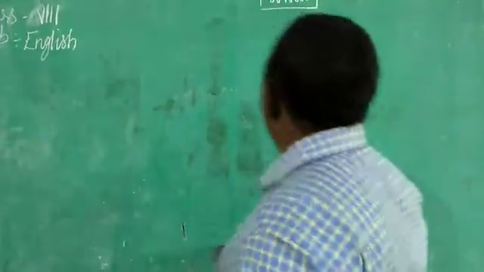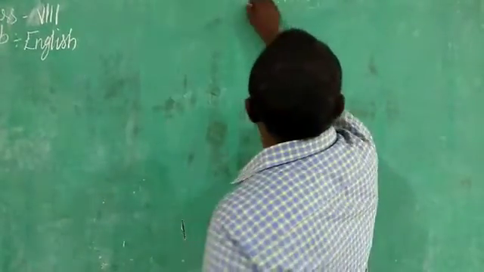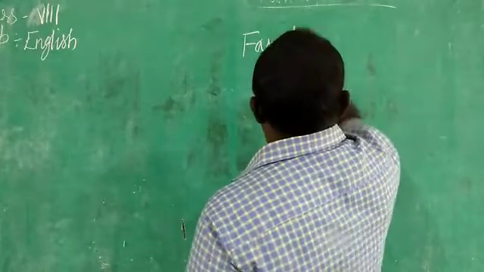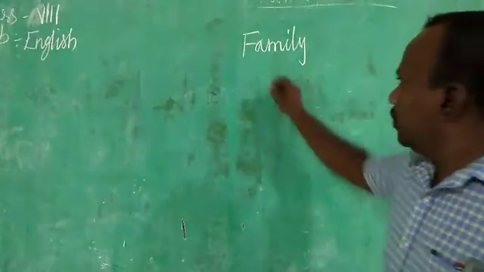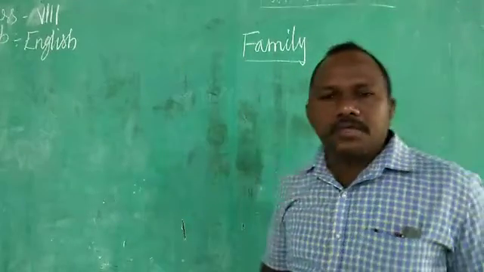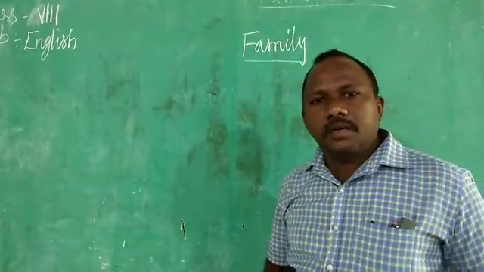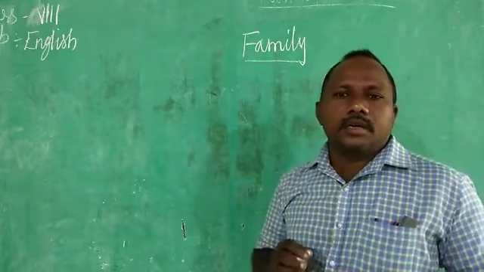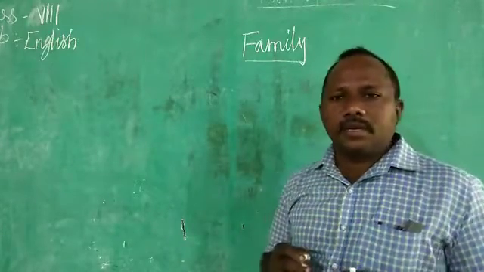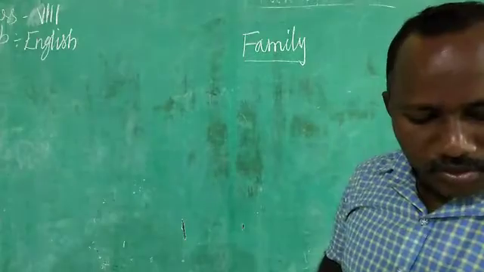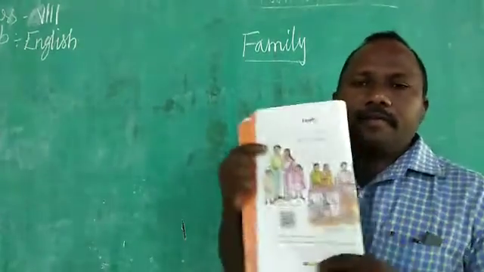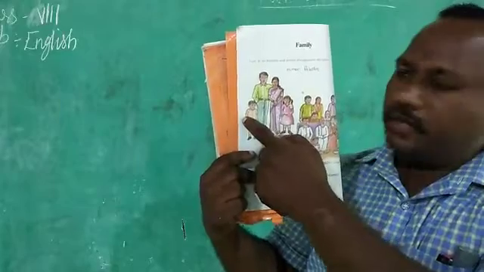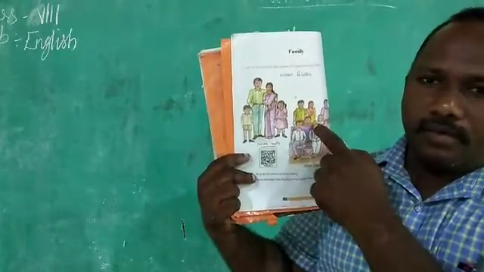Now underline family. Now anybody can answer me, what is a family? Family means father, mother, the children, called a happy family. Now, as I show you, we have two kinds of families here. This is one family and here we have another family.